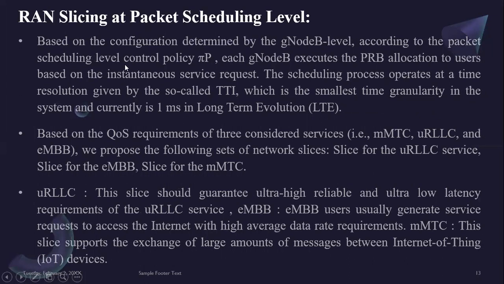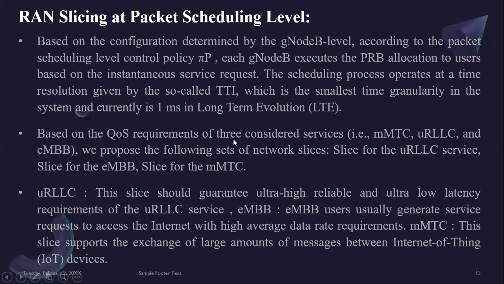RAN slicing at packet scheduling level. Based on the configuration determined by the GNodeB level, according to the packet scheduling level control policy PIP, each GNodeB executes the PRB allocation to users based on the instantaneous service request. The scheduling process operates at a time resolution given by the so-called TTI, which is the smallest time granularity in the system and currently is 1 millisecond in long-term evolution.